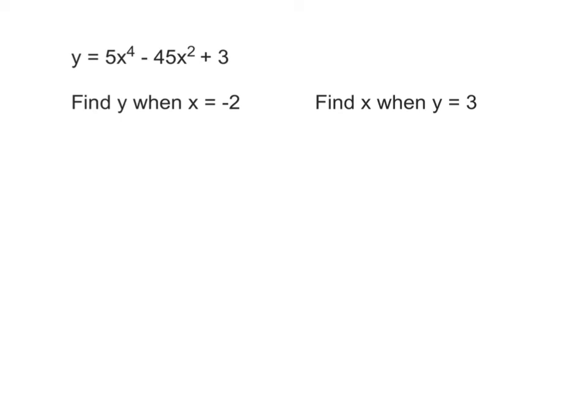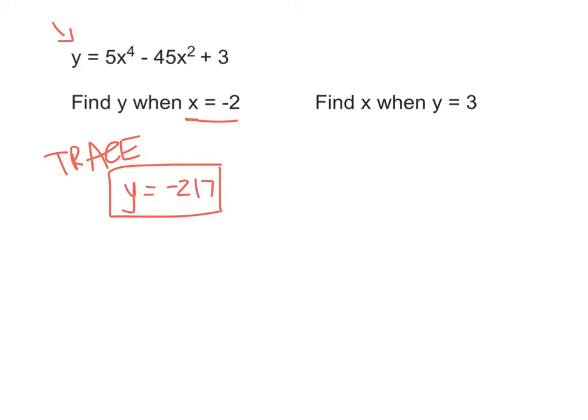Okay, now let's try this next example. Again, we have y equals 5x to the 4th minus 45x squared plus 3. We have a polynomial equation, and we want to find y when x is -2. Anytime we already know what x is, we're going to use trace on our graphing calculator. So ask if you have questions on that, but we're going to put this equation into our graphing calculator for y1, and then we're going to trace and find y when x is -2. When we do that, we're going to find that y equals -217, and you can check that and make sure you are doing those steps correctly.